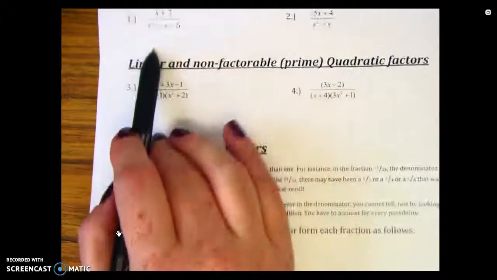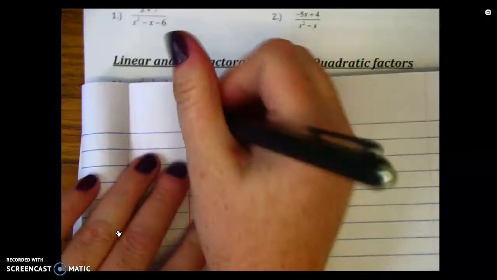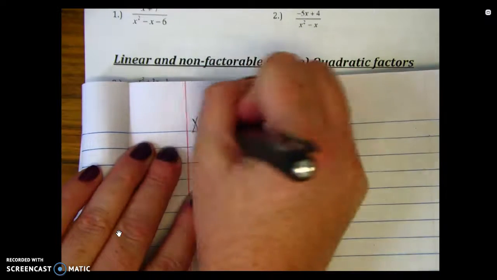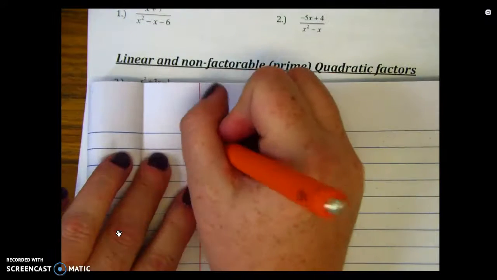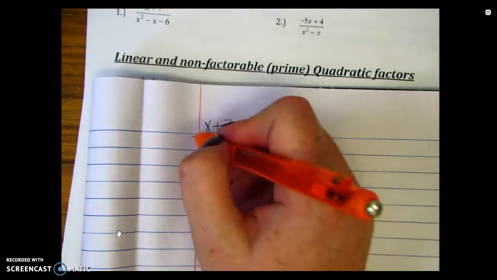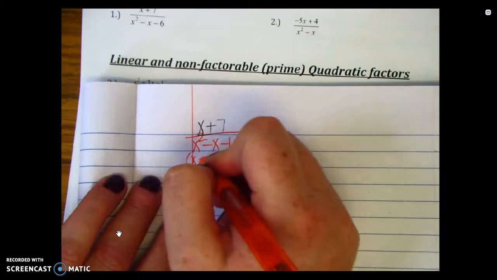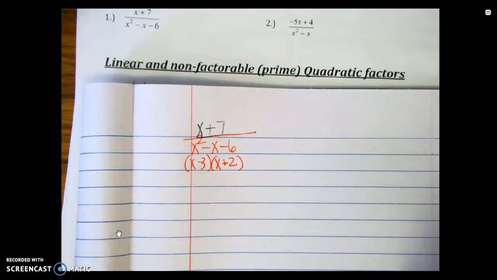Steps are on the second page. I'm going to go right to these examples. So the first example I'm going to do is x plus 7 over x squared minus x minus 6. So the first thing I do is I'm going to factor this denominator. I know that that factors into x minus 3 and x plus 2.